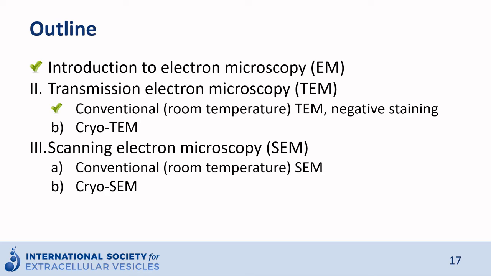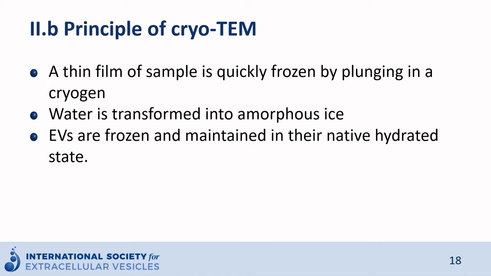Let's now switch to cryo-TEM applied to the analysis of EV samples. Principle of cryo-TEM. A thin film of sample is quickly frozen by plunging in a cryogen. This induces the transformation of liquid water into solid ice, also called amorphous or vitreous ice. And EVs and the other components contained within the sample are frozen and maintained in their native hydrated state.